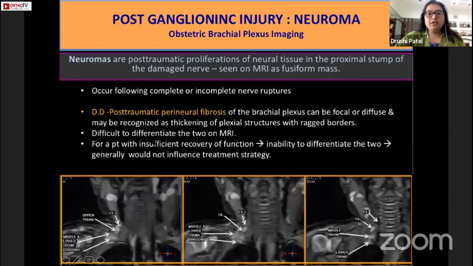Neuromas, now as we have seen, are post-traumatic proliferation of neural tissue in the stump of the damaged nerve. They can occur with complete as well as incomplete nerve ruptures. And it is difficult to differentiate these from post-traumatic perineural fibrosis or scar tissue investing the plexus elements.